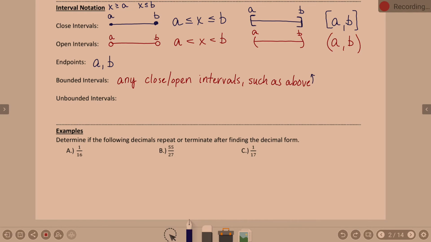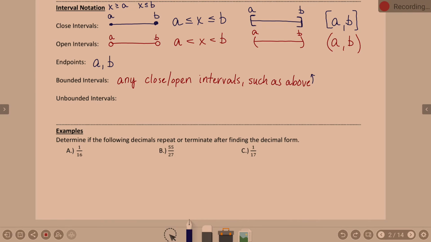Now, unbounded. Okay, if something's bounded, it has endpoints on both ends. Yes? If something's unbounded, at least one end does not have an endpoint. So this is a situation where you think X is greater than A, or just X is less than B. Okay? You're not going to have endpoints on either end. One end is going to go infinitely.